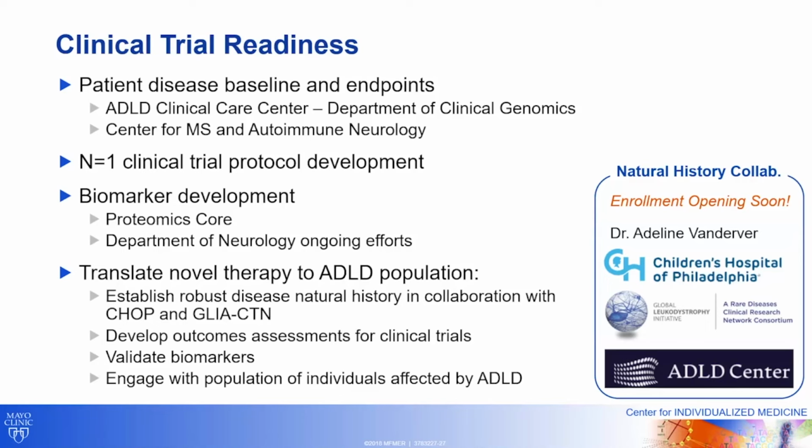This will start with a chart review type study, and hopefully we can show some good evidence moving forward that we might be getting funding for a more prospective study that will allow us to again establish those clinical outcomes assessments that are going to be so key. It will also hopefully allow us to validate biomarkers and really engage with the population of individuals affected by ADLD so we can understand who wants to participate in a study like an ASO trial and how we could move that forward.